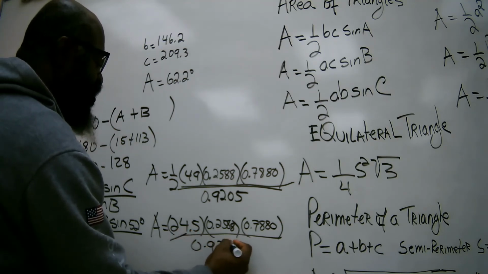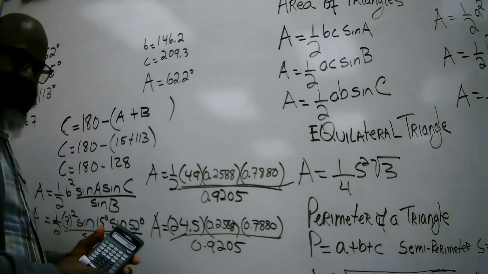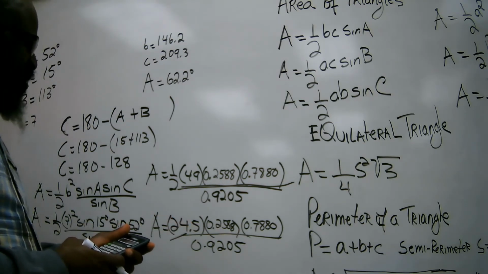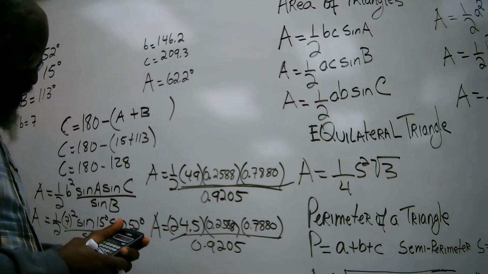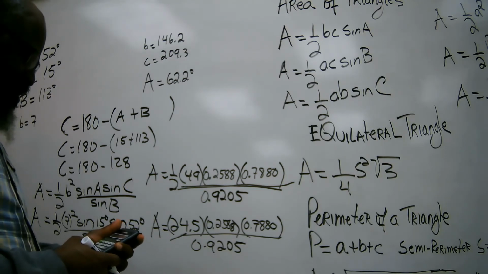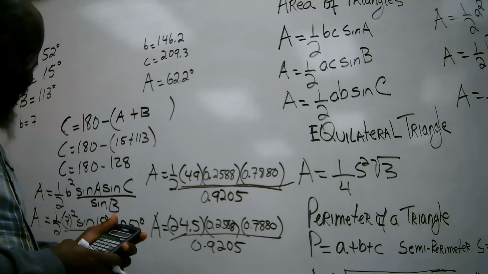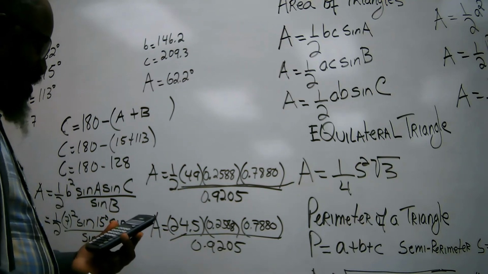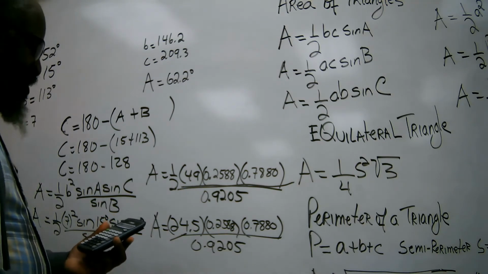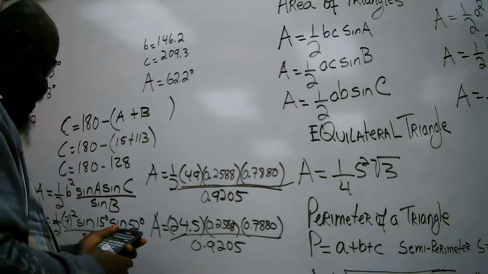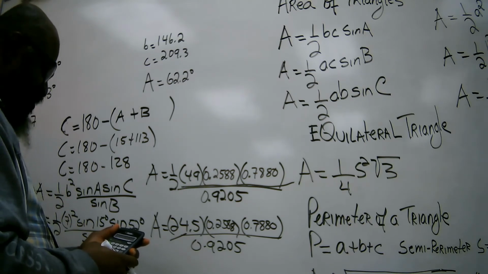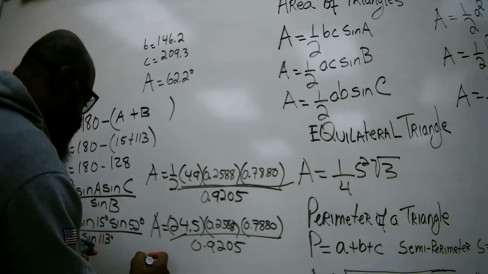Alright, the calculator will do that for you. So the 24.5 already in calculator, I'm going to multiply it by 0.2588, execute, and multiply this by 0.7880. Then I end up with 4.9963928, and I'm going to divide it by 0.9205, and that's going to tell me what the area is.